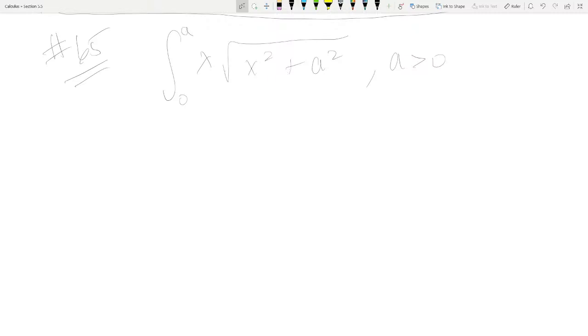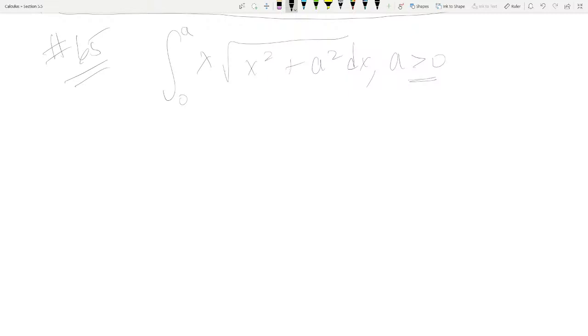Look at this integral. Okay, we got an a there, but that's not a variable. I left out my dx. That tells you what variable is in the problem, and that is x in this case. A is just a constant. They're telling us that it's greater than 0. That'll come up in a little bit.